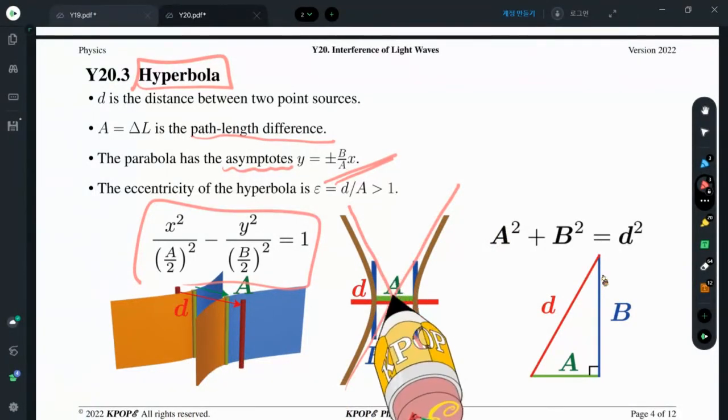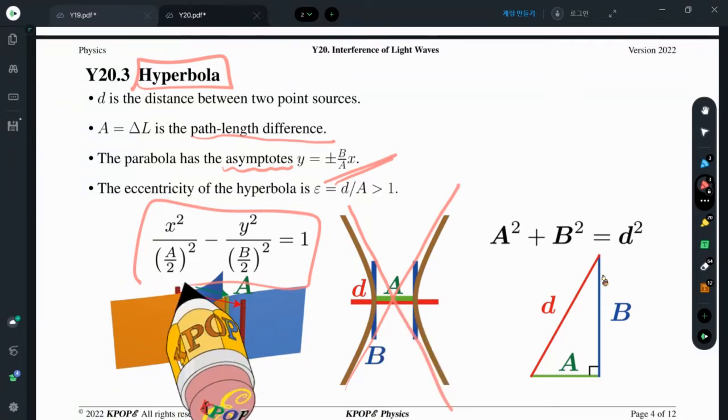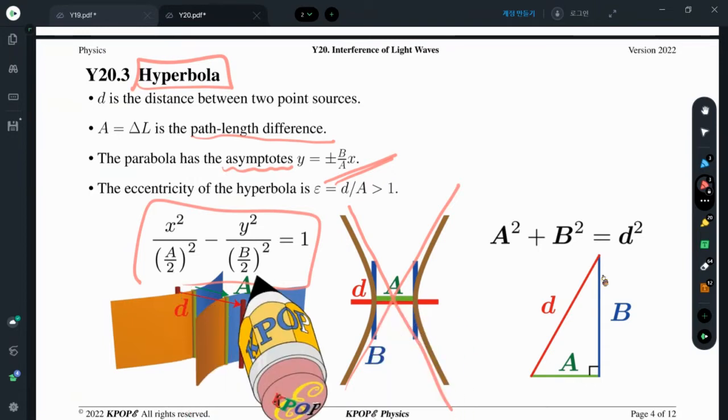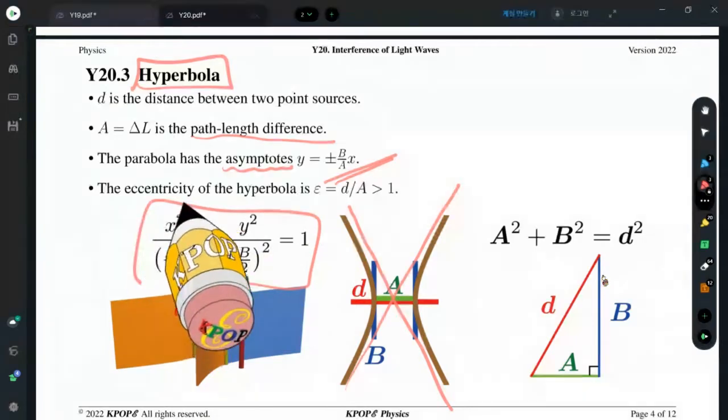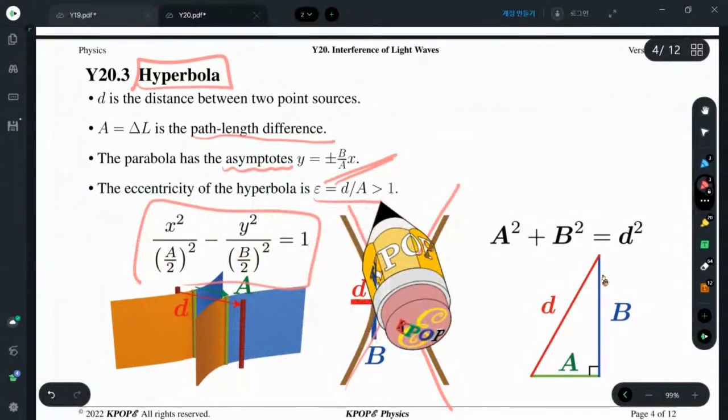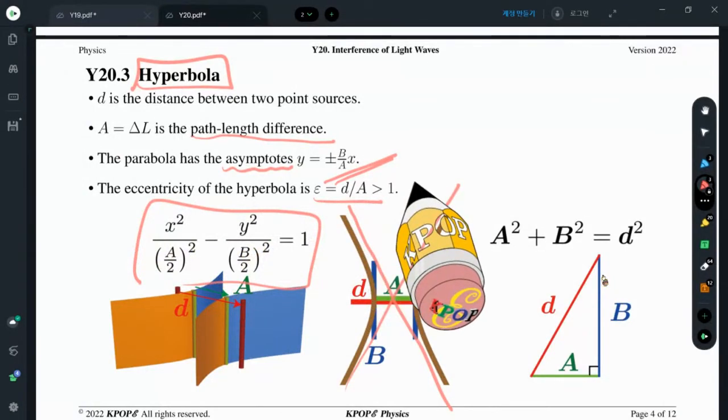So a and b are related to what we call the semi-major axis: 1/2 of a is the semi-major axis, a is the major axis, and b the minor axis. And the eccentricity of a hyperbola is defined by d over a. That is always greater than 1.